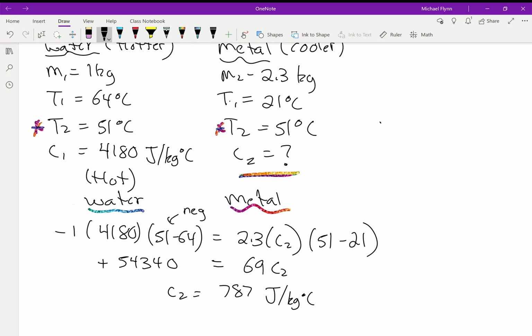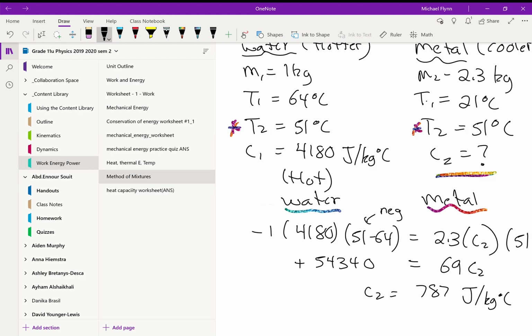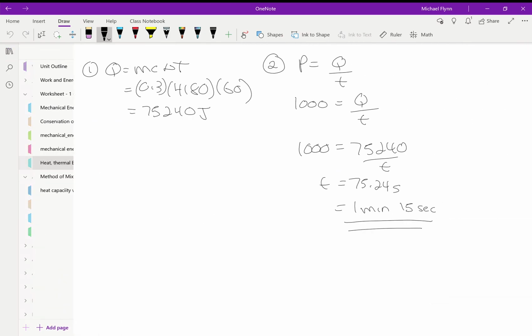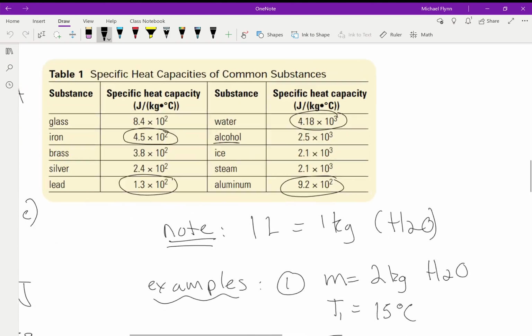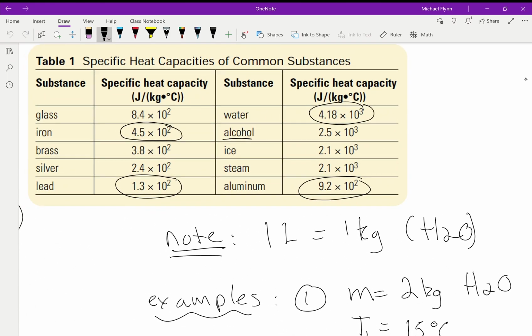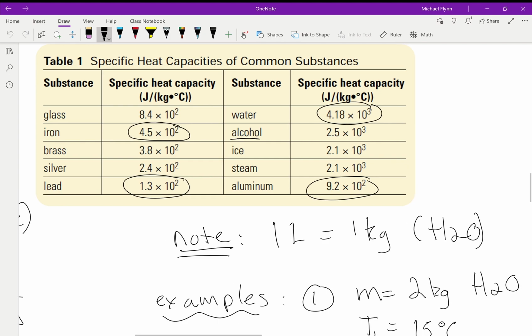So that number is probably not very accurate. But you know what? It's the best I could do with what I had here. I just want to show you something. In yesterday's video, I wrote a list of heat capacities. Iron is around 450. Aluminum is around 920. We've got various items here. I'm guessing that our number might be a little bit off.